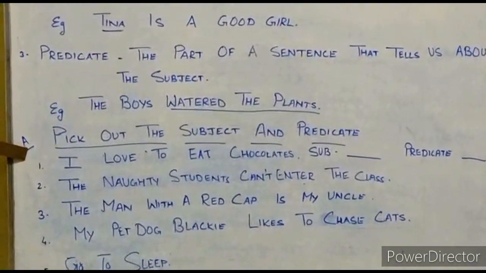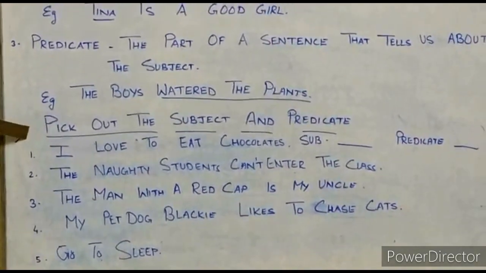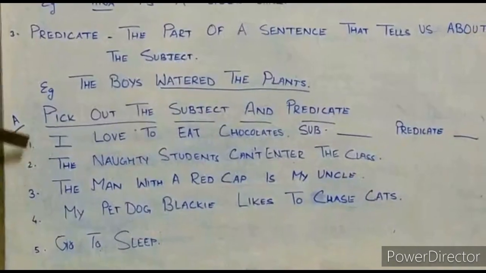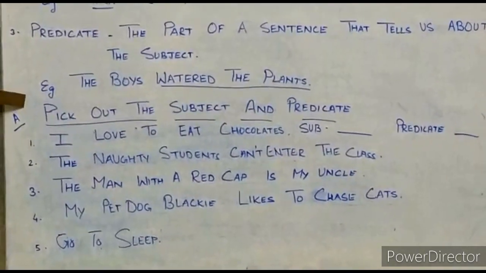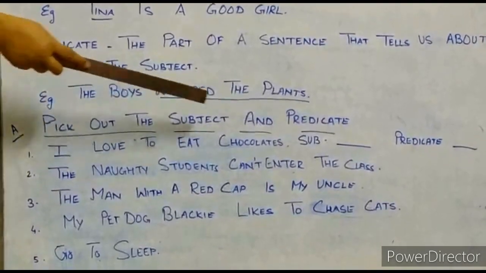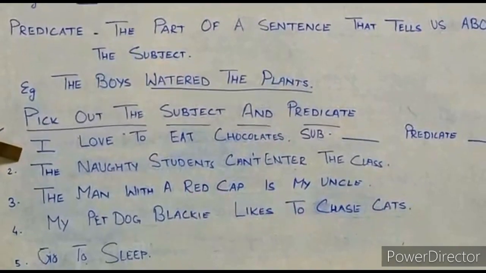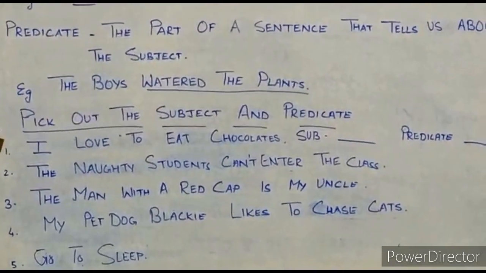Now I have given you some exercises to do. I have given you 5 sentences. First you will note down these sentences. You have to pick out the subject and predicate here. You have to note down these sentences and then make columns as subject and predicate in your copy, and then write the subject and the predicate of each sentence.